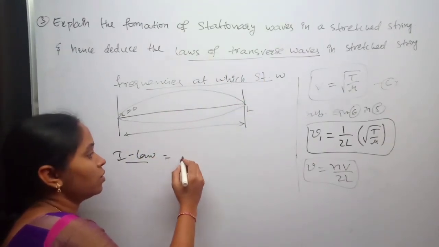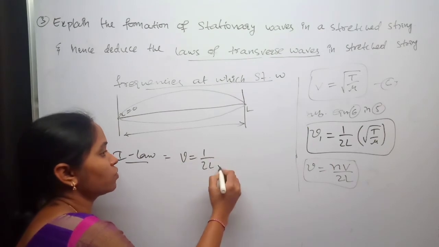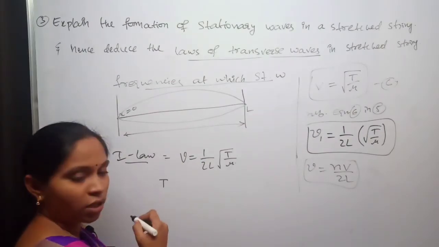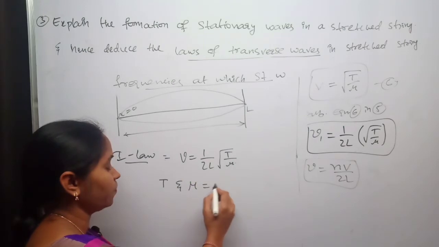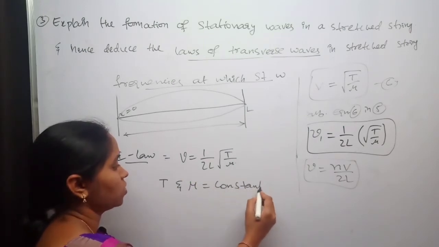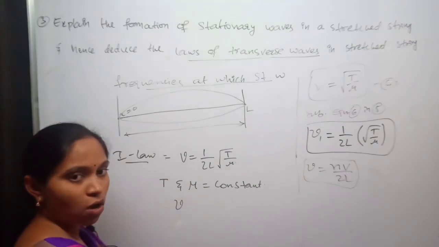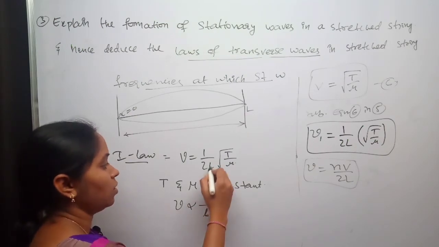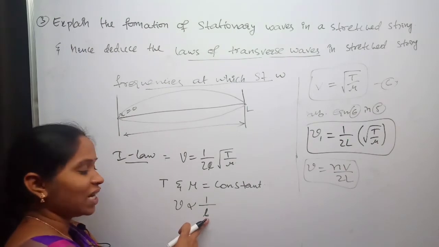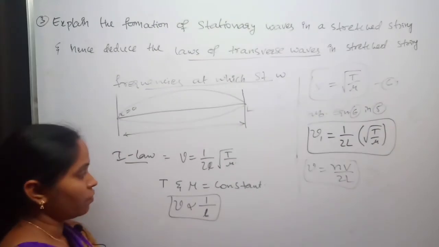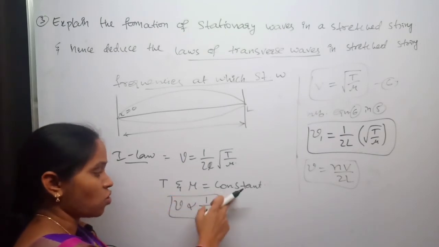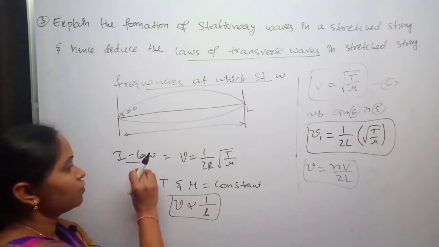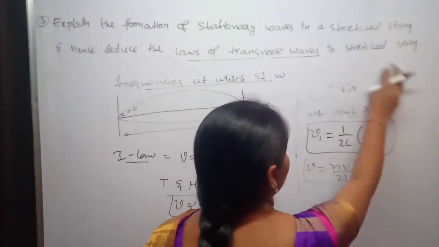We know that the frequency is equal to 1 by 2L times square root of T by mu. Whenever the tension in the string and the linear mass density are constant, then the frequency of the wave is inversely proportional to the length of the string. This is the first law. We have three laws.